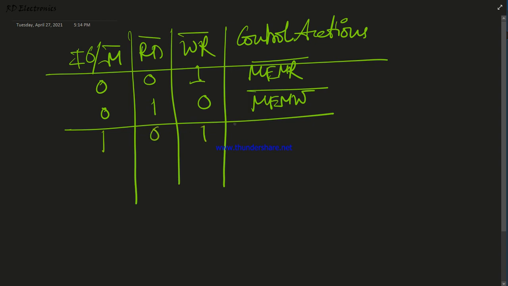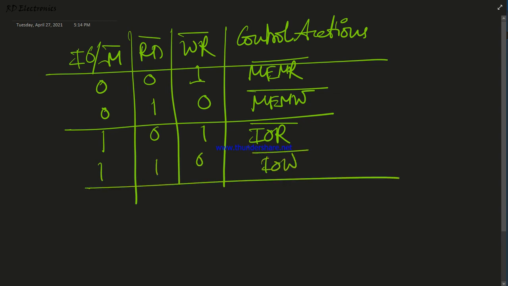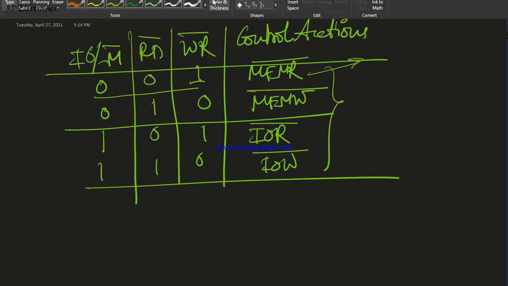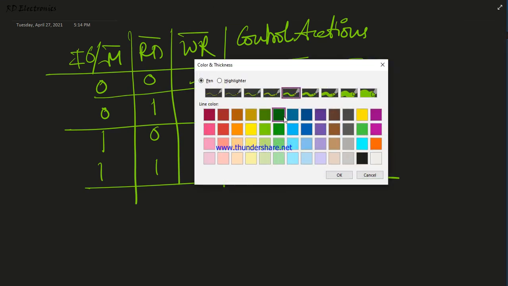When IO/M bar is 1, read is 0 and write is 1, it is called IO read bar. And when IO/M bar is 1, read is 1 and write is 0, this is known as IO write bar. So this is for control signal generation. Now what is the logic? When the input is 001, then we get memory read bar. So now here we take one decoder.